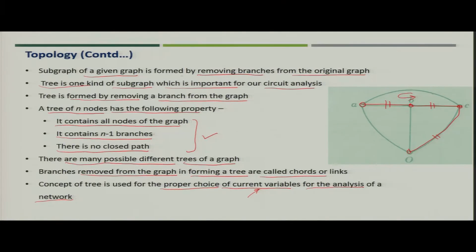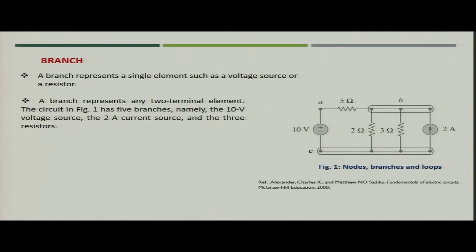Now, let us talk about the elements which we just saw in the network topology. One is branch. A branch represents a single element such as a voltage source or a resistor. So, in this case this can be considered as a branch, this can be considered as a branch, this can be considered as a branch, this can also be considered as a branch, and this can also be considered as a branch. So, basically wherever we see the electrical elements present, that particular segment is called a branch.